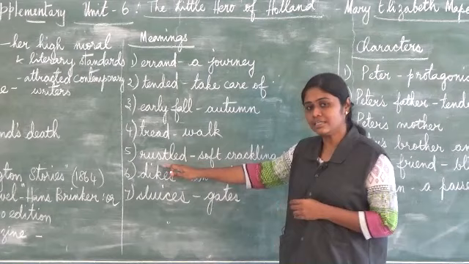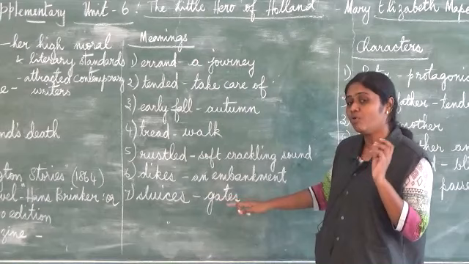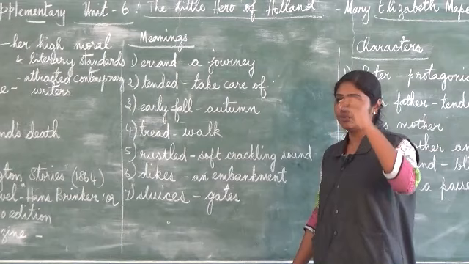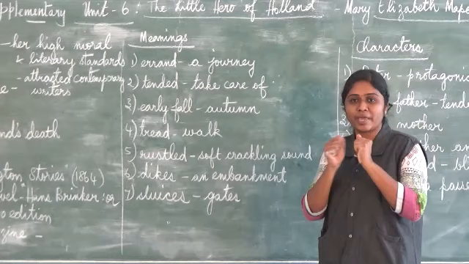Rustled, it refers to sound, a soft crackling sound. Rustled means it is a sound. What kind of sound is it? Soft crackling sound. An example for this sound is, when you have dry leaves falling, you will have some sound, no? Same way, if you crush your paper, any paper, the rustle sound. That is what? The rustle sound.